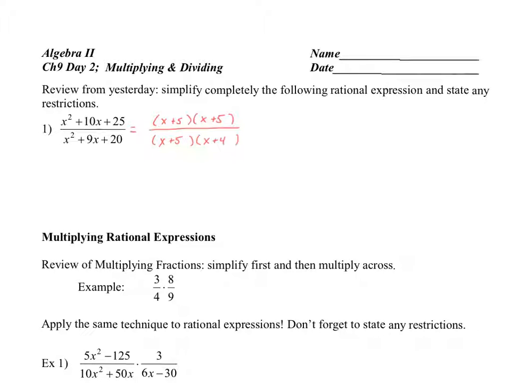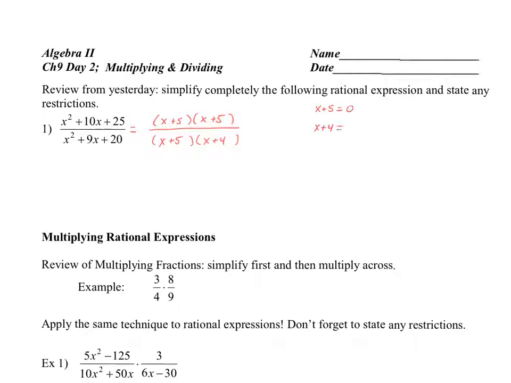Now, notice the directions ask us not only to simplify, but also to state any restrictions on the variable. The reason being is that you'll remember a fraction is essentially a division problem, and you cannot divide by 0. So we have to make sure that the denominator does not equal 0. So what I'm going to do is take each factor from the denominator only and set them equal to 0 and solve.